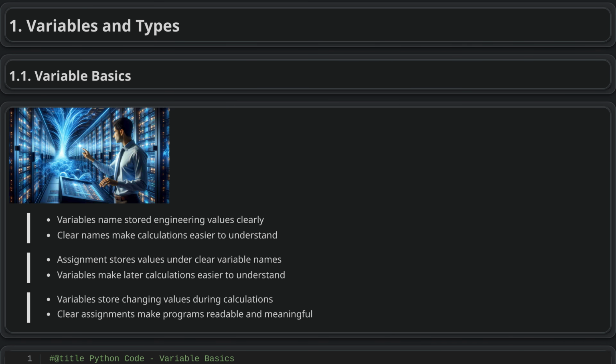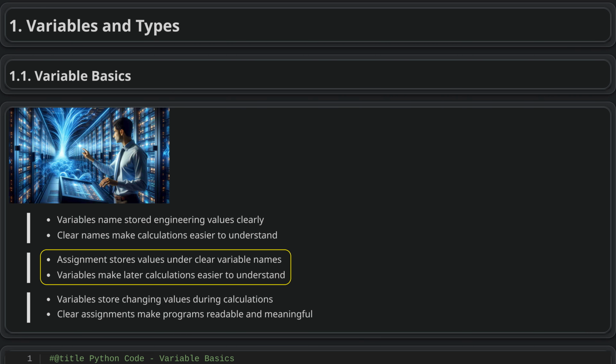Variables and types. Variable basics. A variable is a named place in a program for storing a value. In engineering, variables help connect numbers like temperature, pressure, pipe length, or motor efficiency to the real-world quantities they represent. Clear variable names make code easier to understand, update, and share.